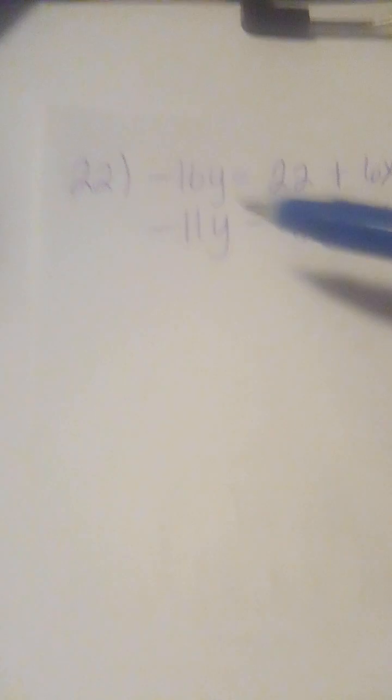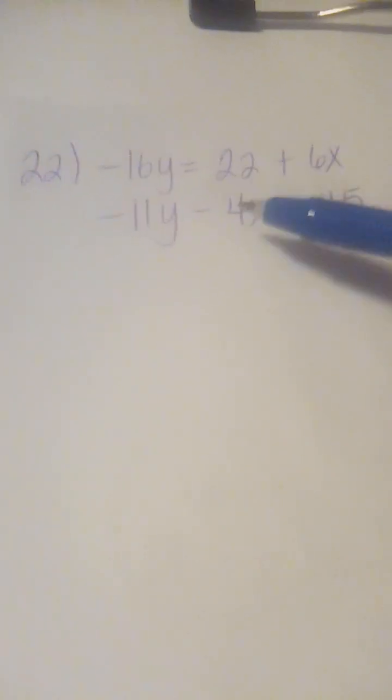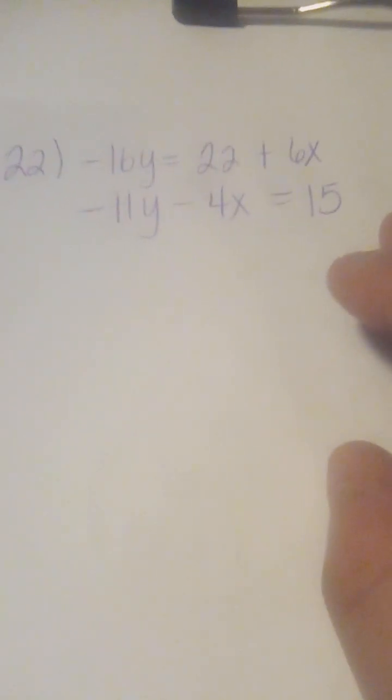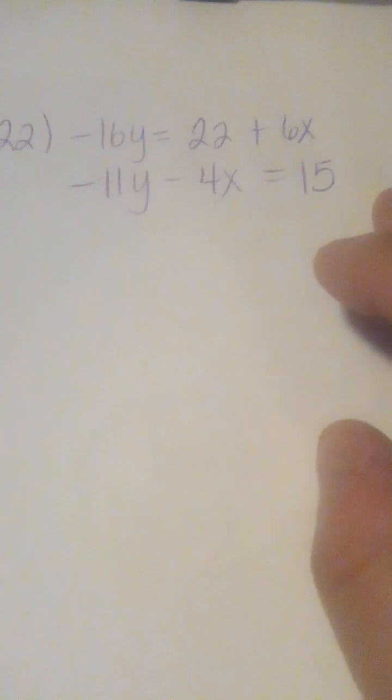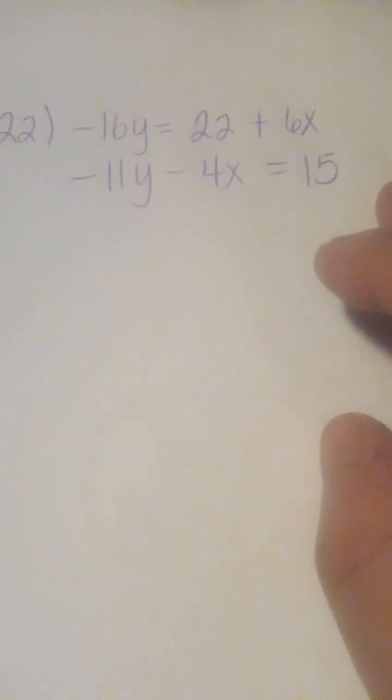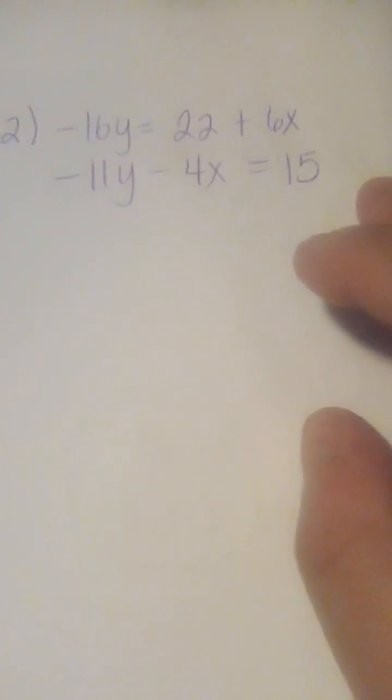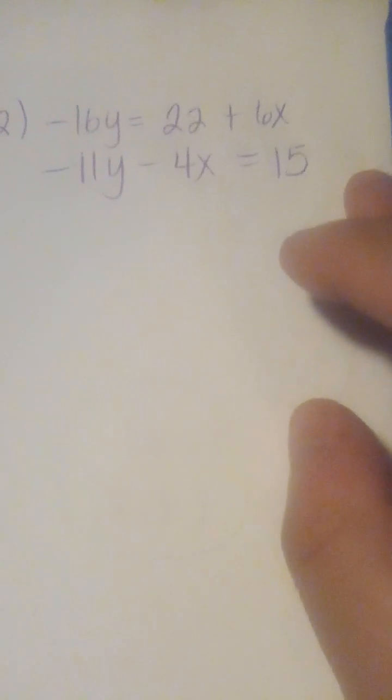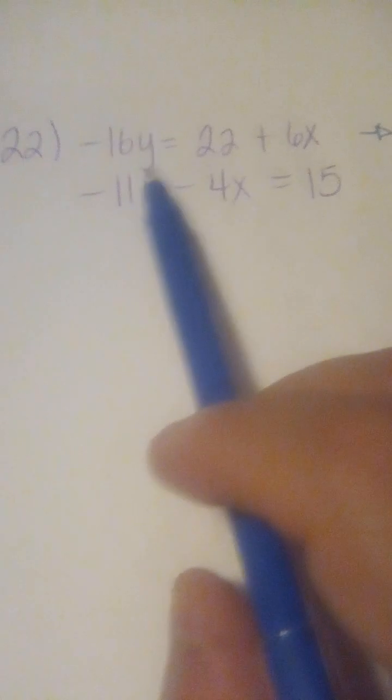All right. Well, the last problem we have, we did fractions. In this problem, we don't. But we could do the rearranging of this part. We have negative 16y equals 22 plus 6x, and negative 11y minus 4x equals 15. We could rearrange both equations. Let's do this. I'm going to do it by hand. Let me move this over.